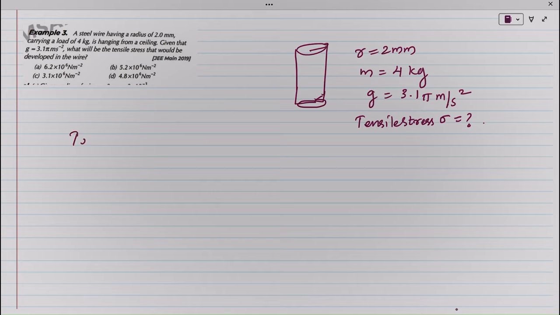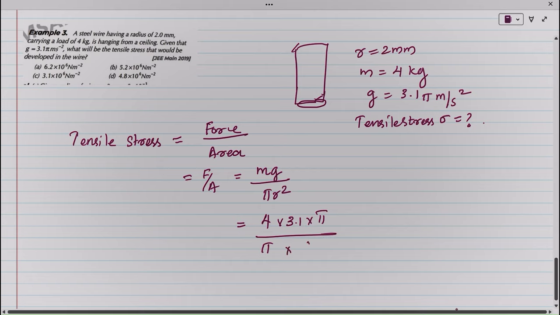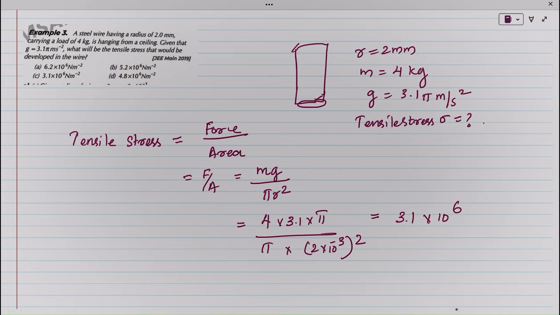We have the equation of tensile stress equal to force per area, that is F by A, that is mg divided by A, where the area of the cross section is pi r square. That is equal to 4 into 3.1 into pi divided by pi into the whole square of 2 into 10 raised to minus 3, which is 3.1 into 10 raised to 6 Newton per meter square. That is option C, the right answer.